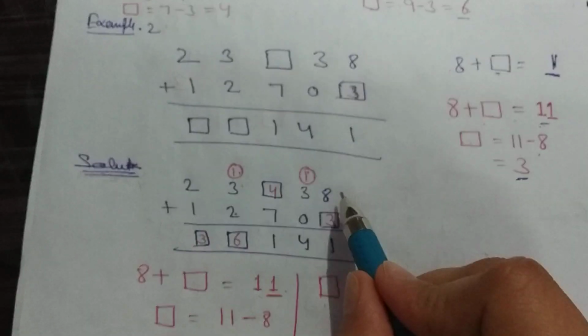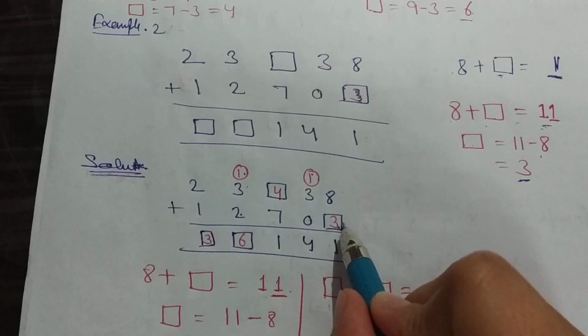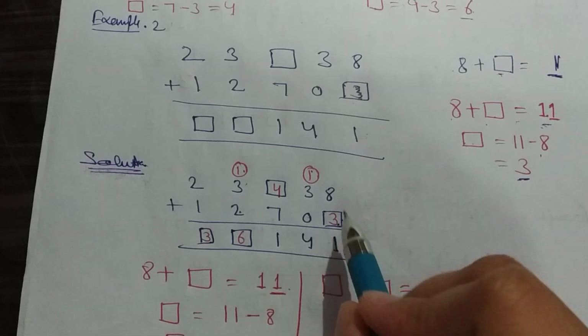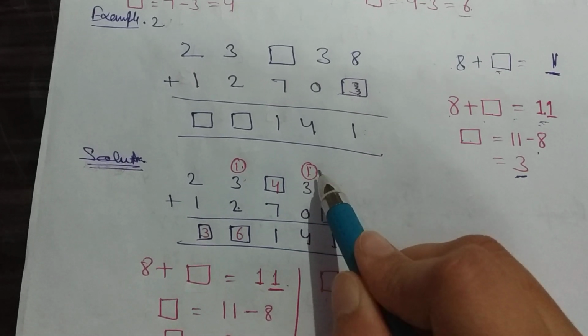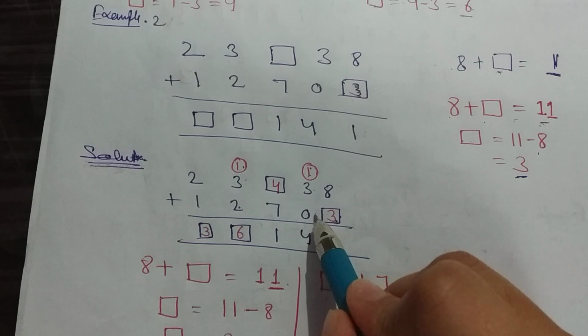Now see here, 8 plus 3 is 11. I have put 1 here and 1 on carry, and 1 plus 3 plus 0 becomes 4.